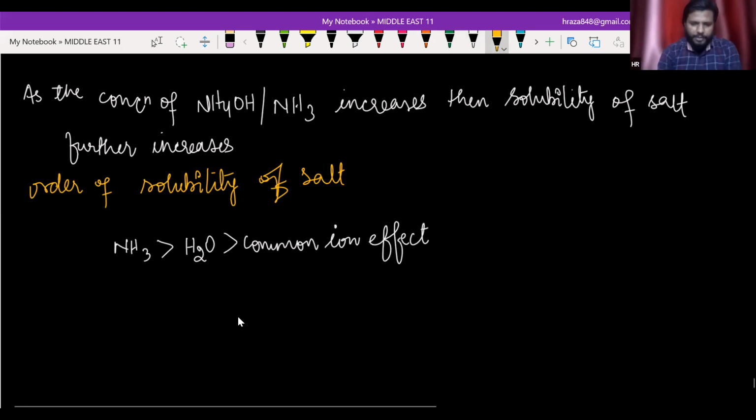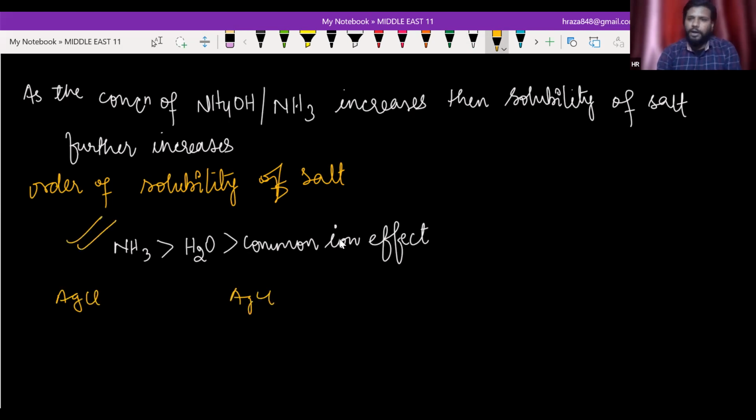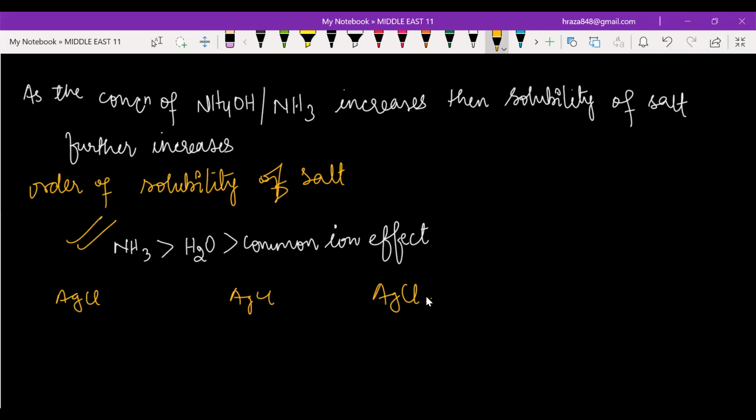So what happens here is this is a very good example. I'm going to take AgCl. Please let me know if you are done up to this point. Everyone done with this point? Yes, sir. Very good.